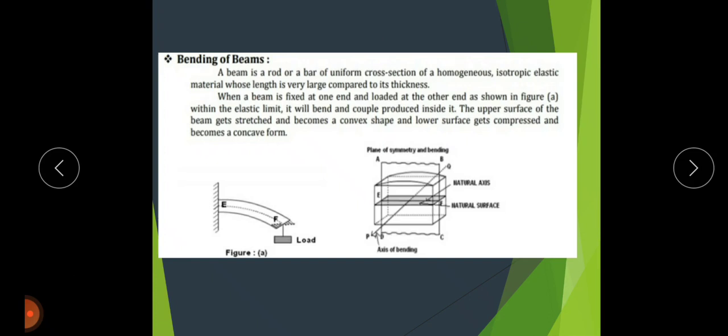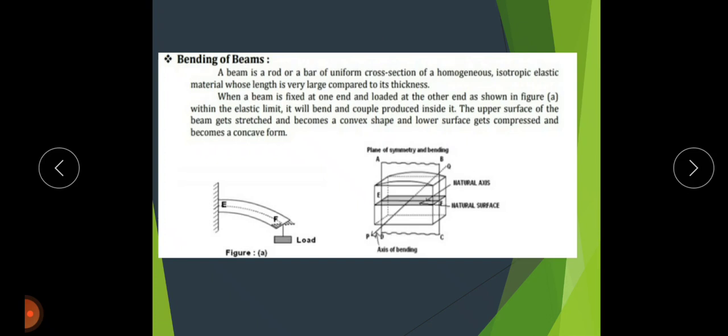A beam is a uniform bar or rod having a rectangular or circular cross-sectional area, of a homogeneous isotropic elastic material, whose length is very large as compared to its thickness or radius. We see beams at construction sites for buildings or bridges. It is mainly used to support heavy loads.